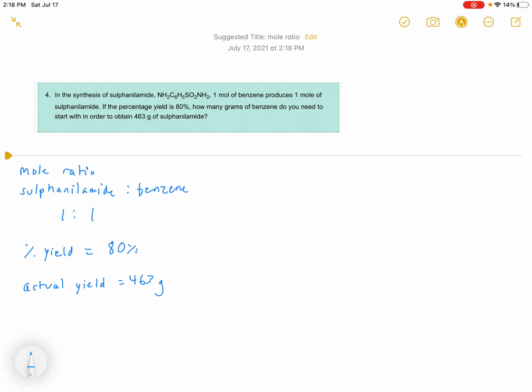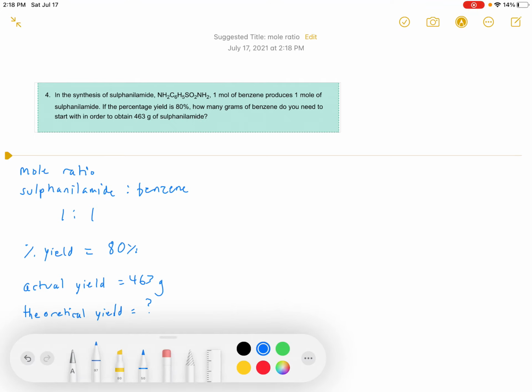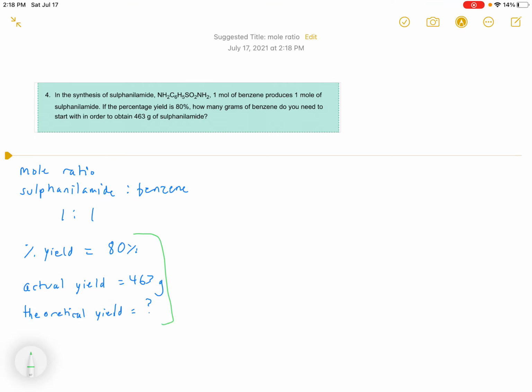And then the question asks, how many grams of benzene do you need to start with in order to obtain 463 grams of sulfanilamide? So what we do need to know, we're going to need to know the theoretical yield. So that's an unknown. And in case it wasn't clear so far, all of these things relate to sulfanilamide.